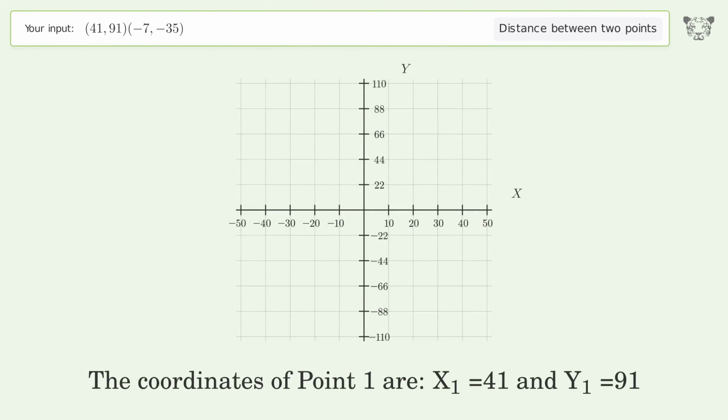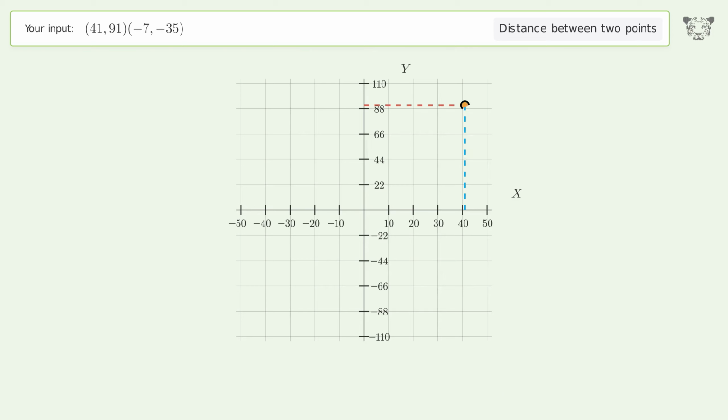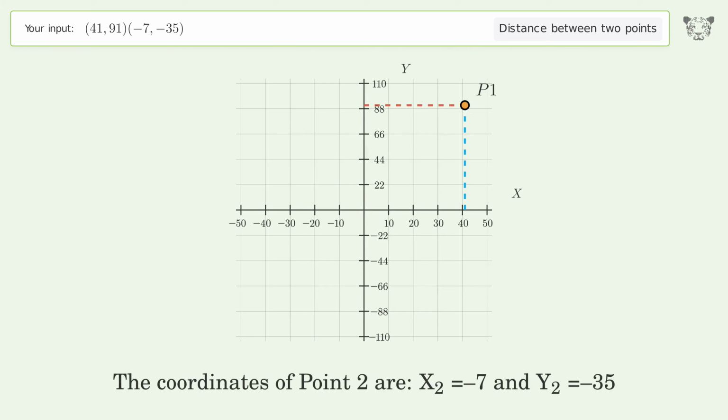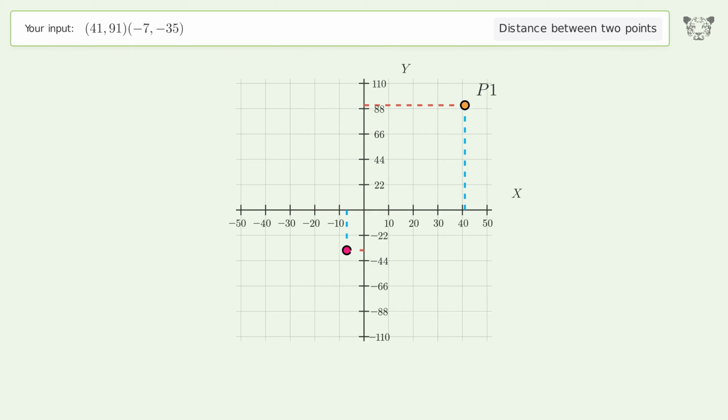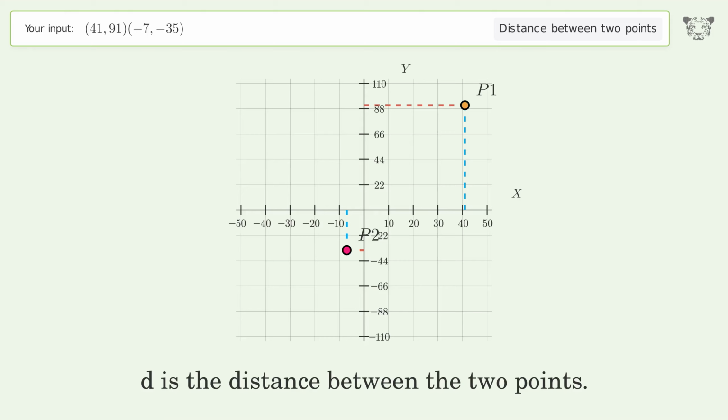The coordinates of point 1 are, x1 equals 41 and y1 equals 91. The coordinates of point 2 are, x2 equals -7 and y2 equals -35. D is the distance between the 2 points.